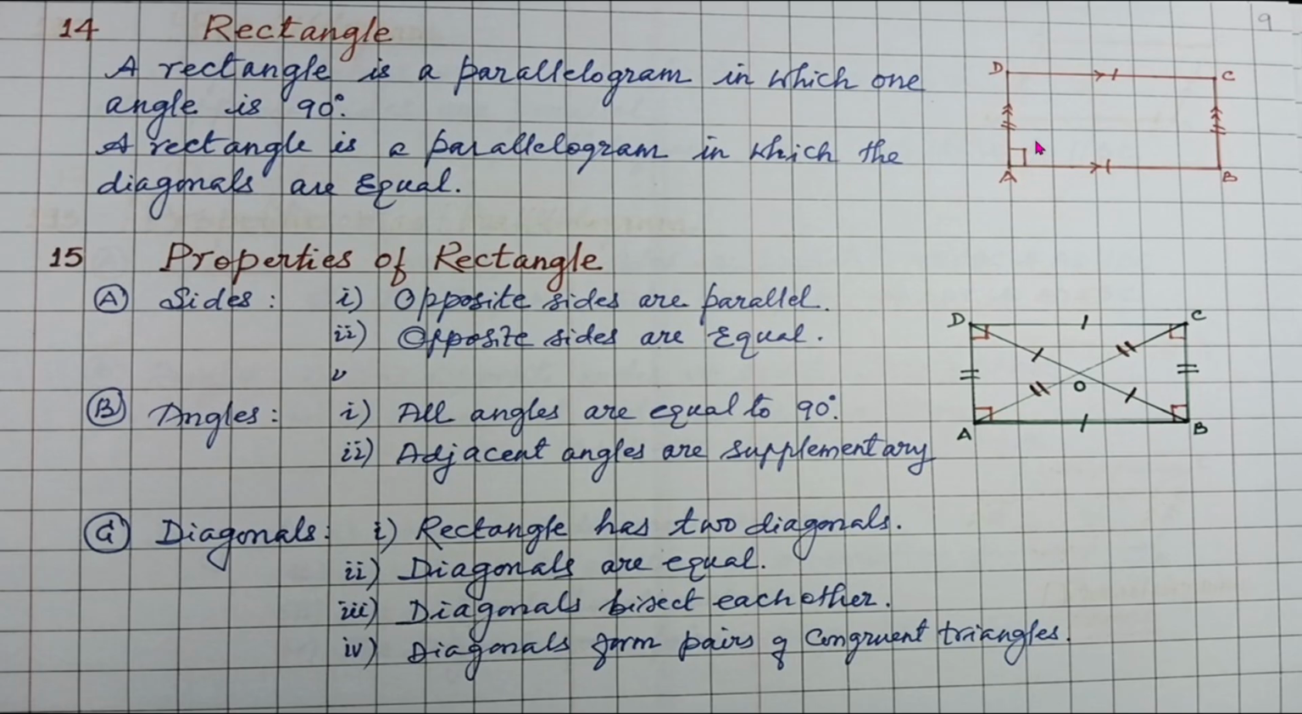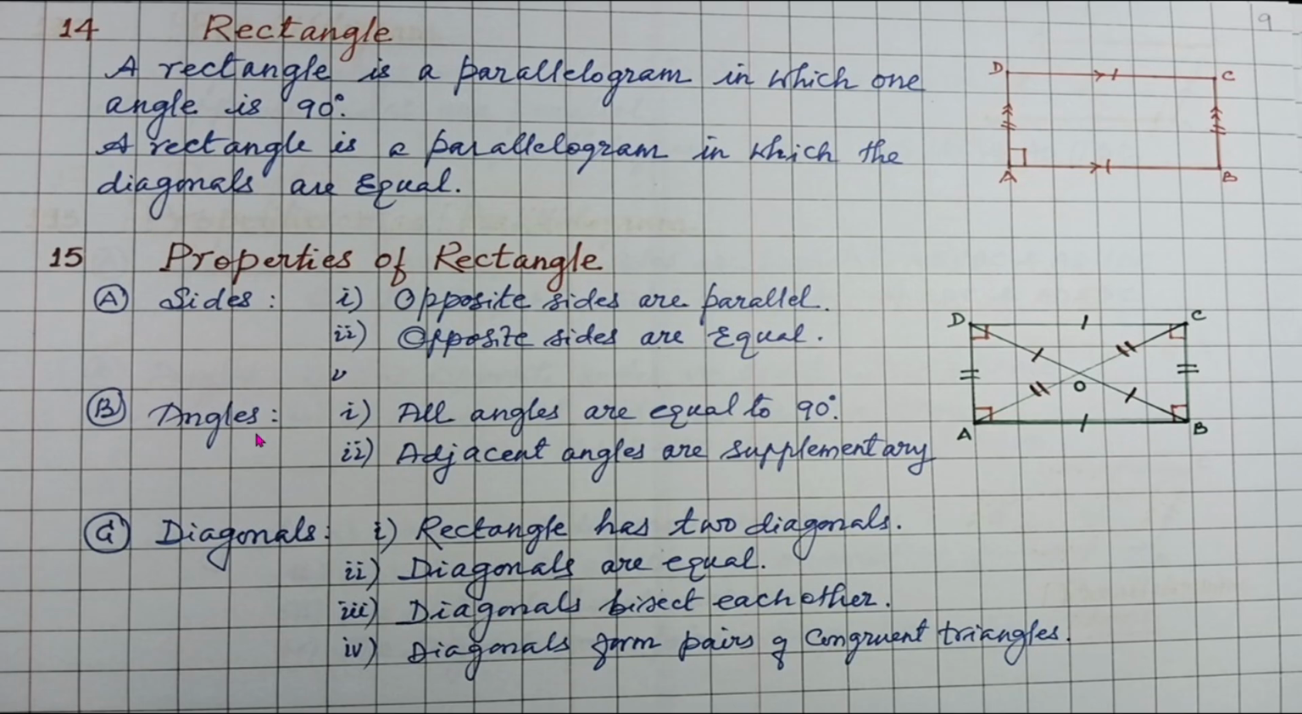Remember that. And also if a parallelogram has its diagonals equal, actually in a parallelogram the diagonals are unequal. If the diagonals become equal, then it is a rectangle. So therefore a parallelogram becomes a rectangle under two conditions. One, when one of the angles of the parallelogram is 90 degrees, or when the two diagonals of the parallelogram are equal. So now let us understand the properties of a rectangle.